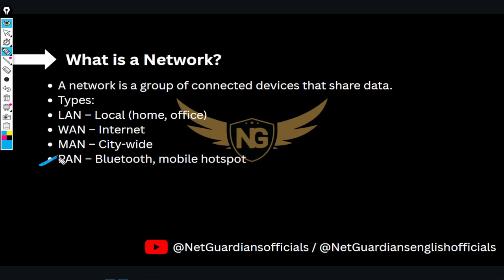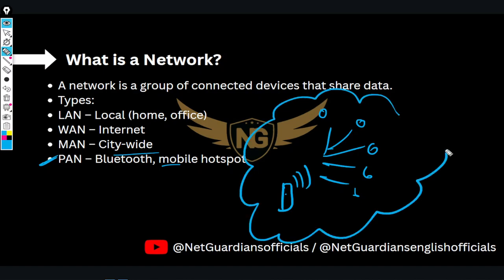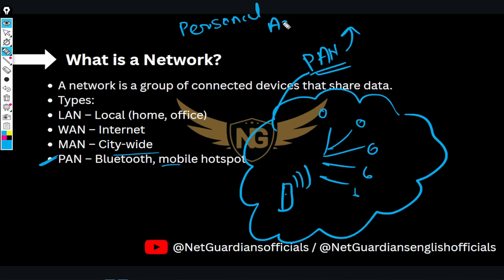Now, what is PAN? PAN is the simplest and sweetest network ever. PAN is basically a network which you create on your own. Like from your phone, you just open your hotspot and some of your friends get connected with it. Now what you just created is a PAN. PAN stands for Personal Area Network.